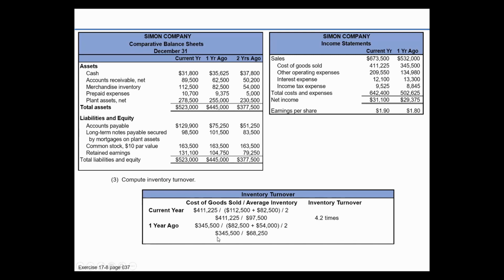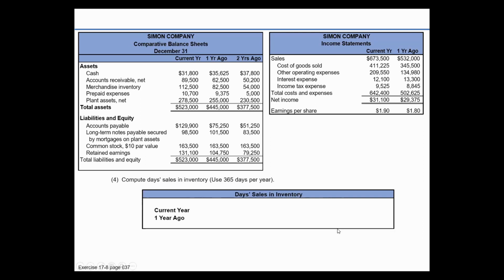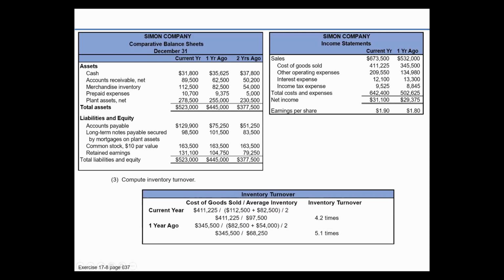So you're going to come out with 345,500 divided by 68,250 is 5.1 times. So what we see here is the fact that we're also then not turning over our inventory quite as fast during the year.